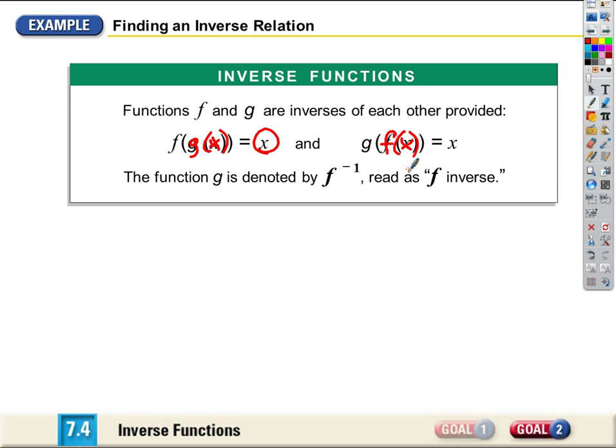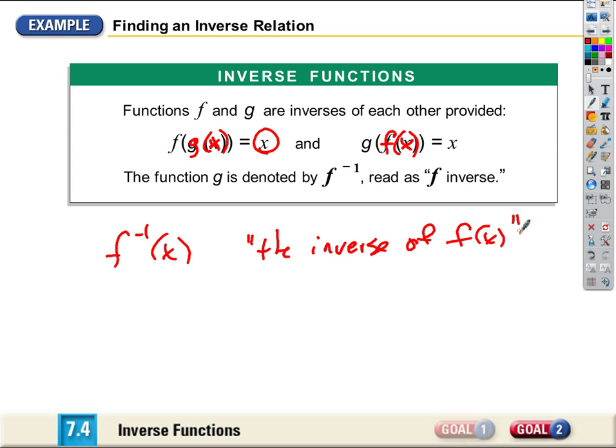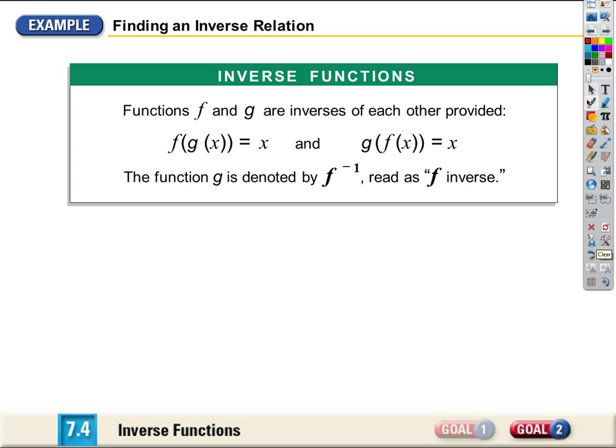And the way we could write g then is f to the negative 1 power. It looks like you're saying to the negative 1 power, but you're not. That's just our notation for an inverse. It means the inverse of f of x. Or people sometimes say f inverse. Okay? Let's look at an example of this.